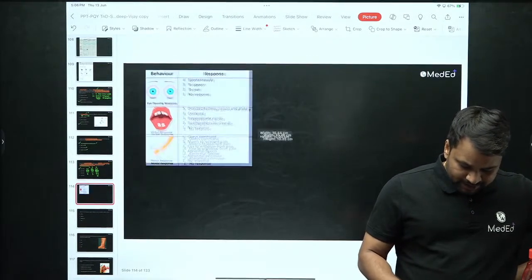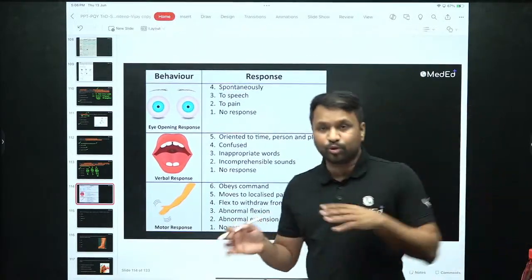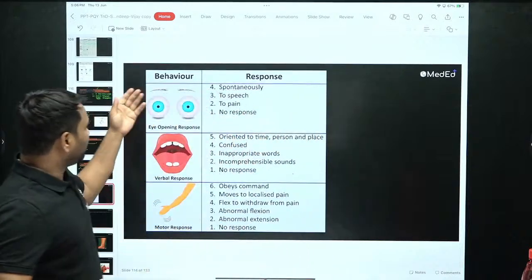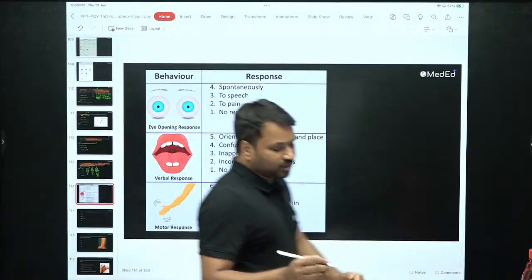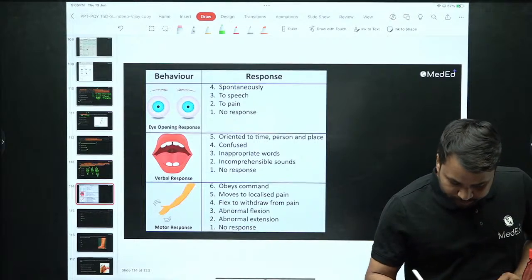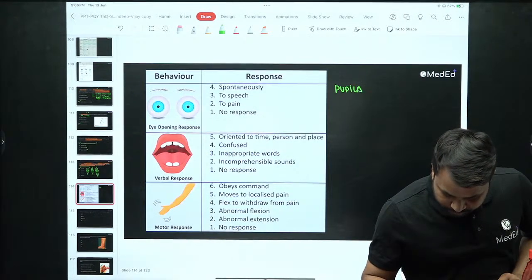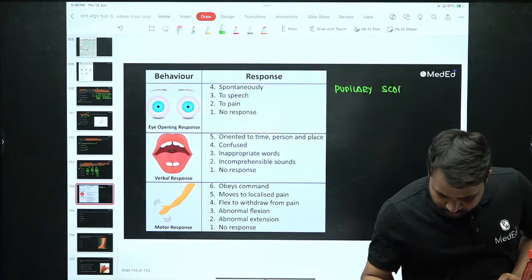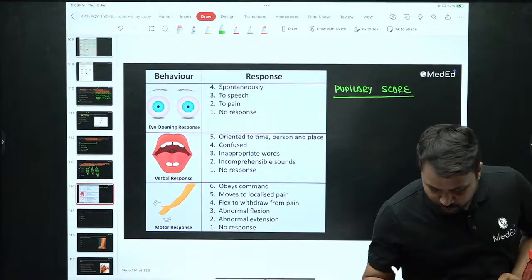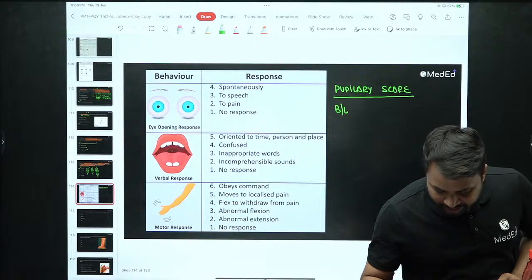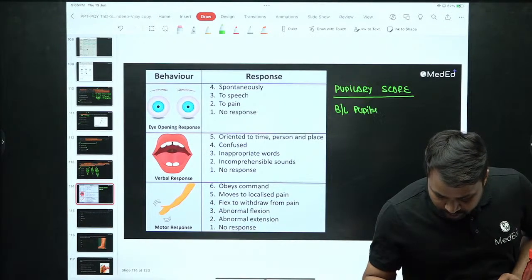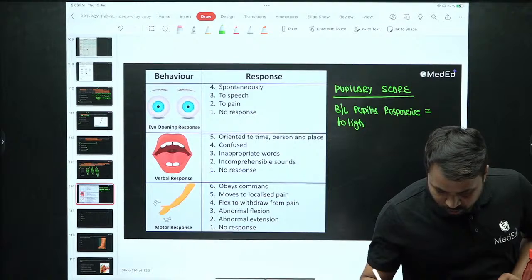We now call it the GCS-P score, where you are also taking the pupillary response into consideration. You have eye opening, verbal response, motor response. If I add the pupillary score: if both bilateral pupils are responsive to light, a score of 0 is given.